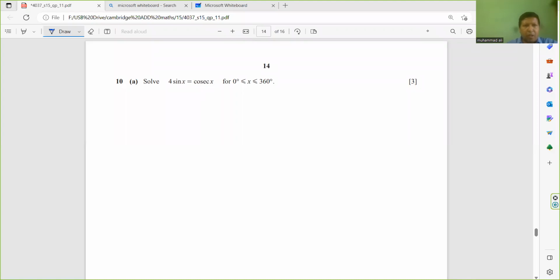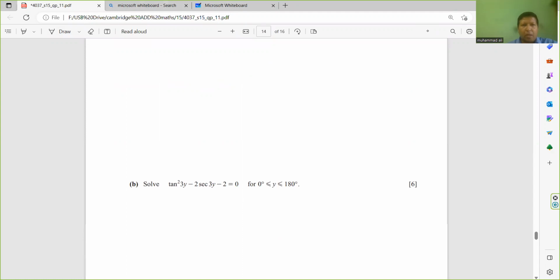Number 10, solve 4 sin x equals cosec x for x greater than or equal to 0 degrees, less than or equal to 360 degrees. This is the first maths, 10a. Number B, solve tan square 3y minus 2 sec 3y minus 2 equals 0. Here, the angle interval is y greater than or equal to 0 degrees, less than or equal to 180 degrees.